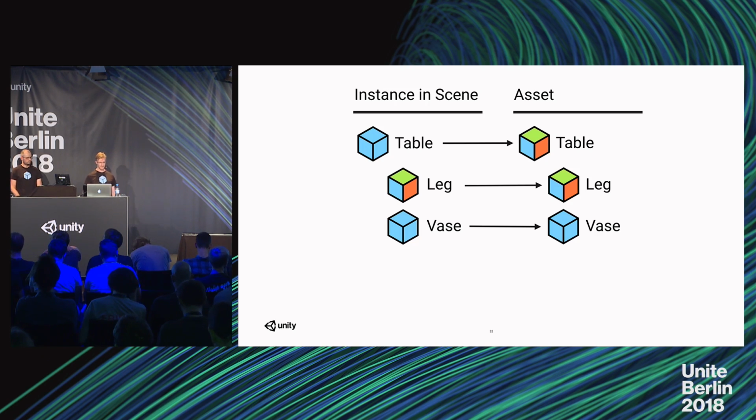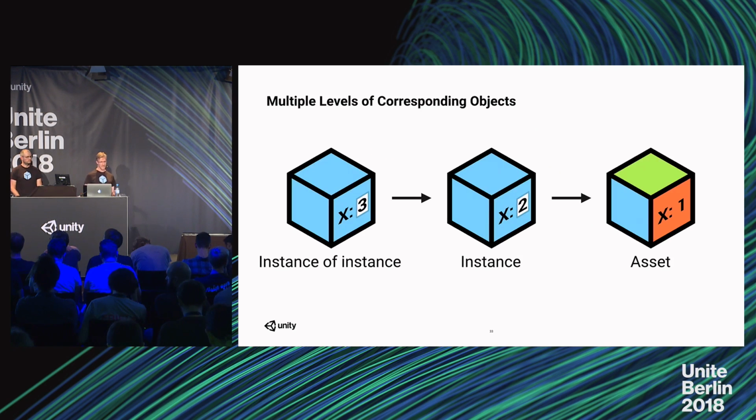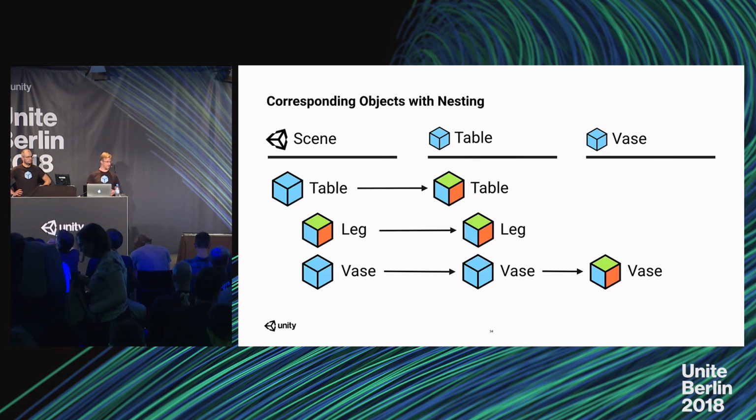But the picture here is not the full picture, because in this case, you essentially have an instance of an instance. You might have your original vase as a prefab asset, with a value of 1, then that might be nested inside the table prefab, where the value is overridden to 2. And then again, in the instance of the table in the scene, the vase could again have some value overridden to a value of 3. So there can be overrides at multiple different levels.